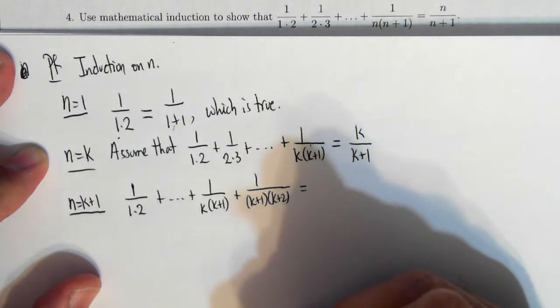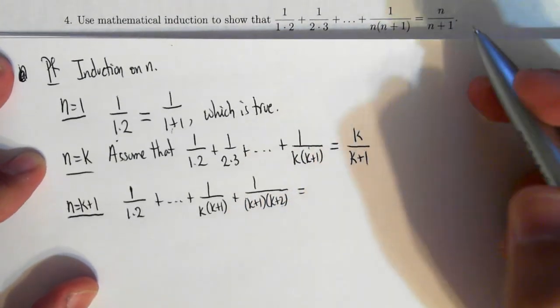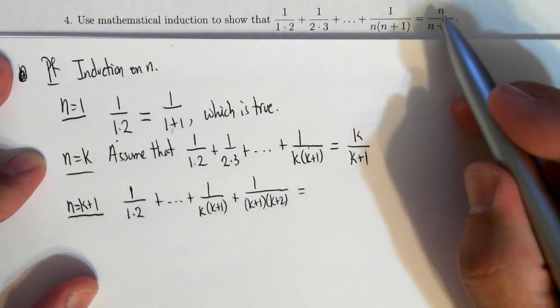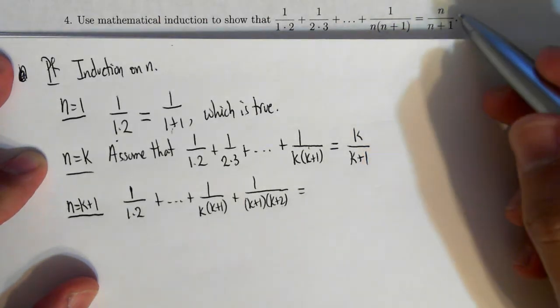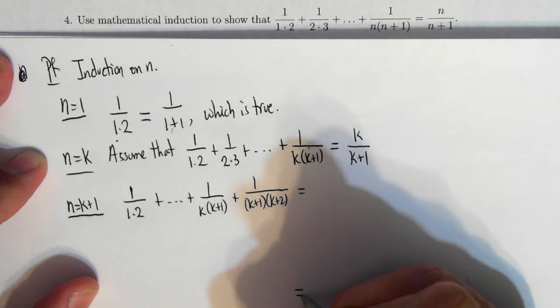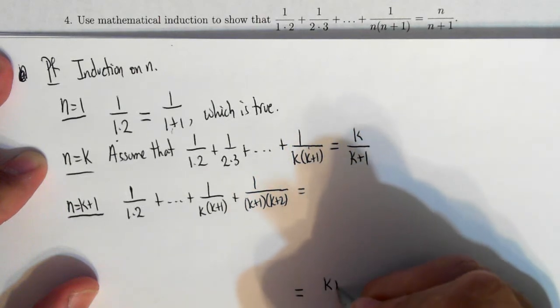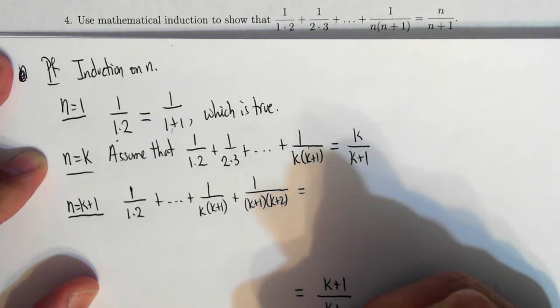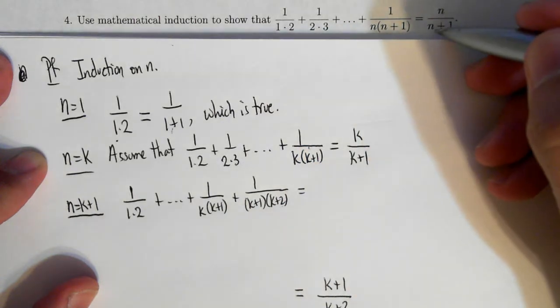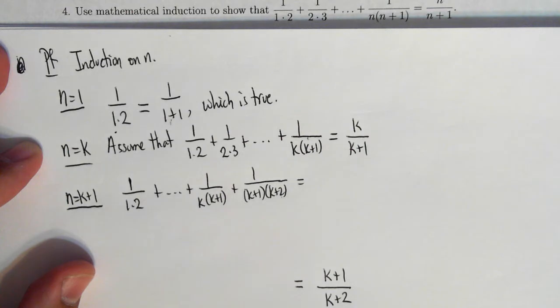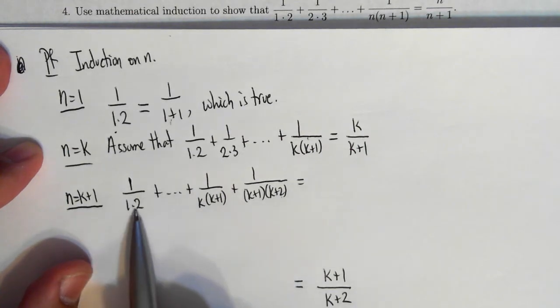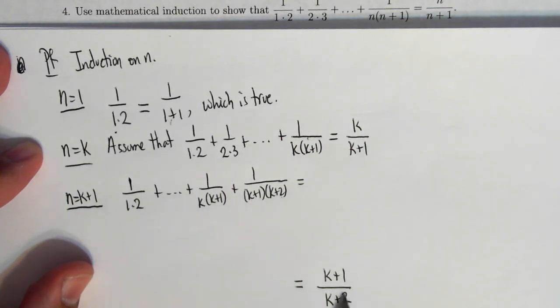Now my target that I want to end with is what I get if I replace n by k plus 1 over here on the right-hand side. And so my target will be equal to k plus 1 over k plus 2. So k plus 1 over k plus 1 plus 1 gives me k plus 1 over k plus 2. And that's my target. Now somehow I need to turn this into this, and I'm done.